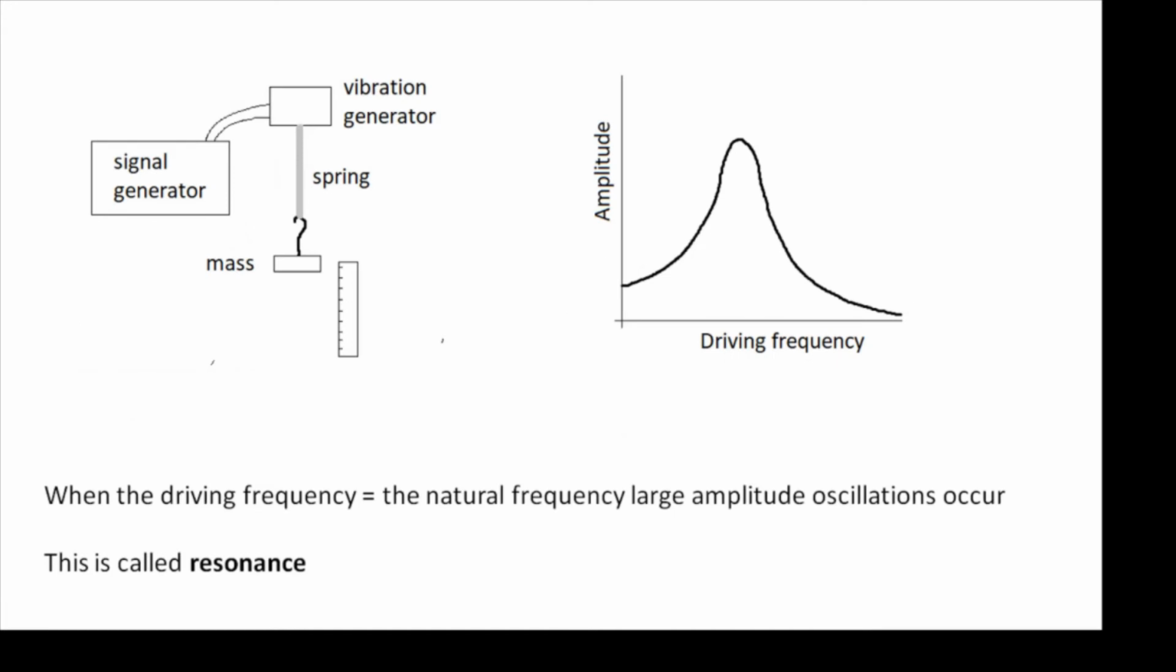We can investigate resonance using this apparatus here. If you imagine a mass on a spring attached to a vibration generator, and we slowly increase the driving frequency and measure the amplitude, we get this graph which shows what we call a resonance peak. You should definitely learn the shape of this graph. It will occur when the driving frequency is equal to the natural frequency of the system.